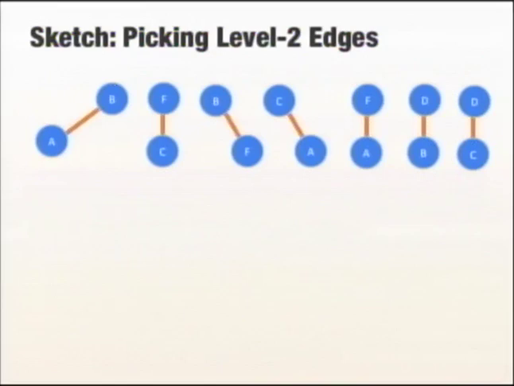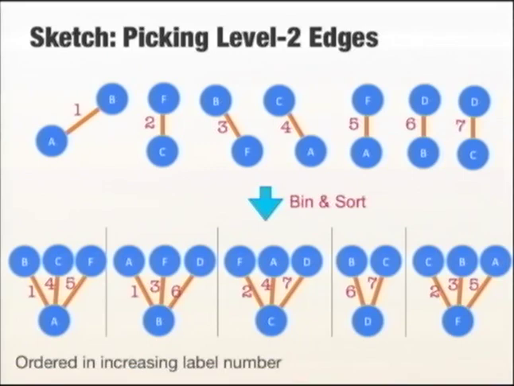So let's say this is a batch of edges that you got. These are things that arrive together, or you pretend that they arrive together. Okay, you're going to first number them so that you know which order they come in. So I'm going to number them 1, 2, 3, up to 7. There are 7 of them. And I'm going to bucket them, basically doing a sort of sort, by the endpoints. So we got things incident on A, B, C, D, and F. There's no E, we're skipping E. And you can order them in increasing label number.